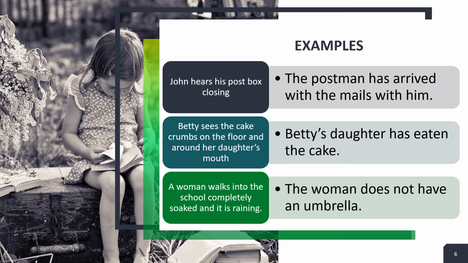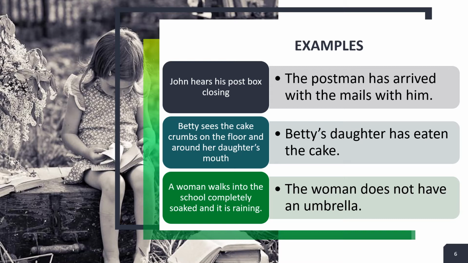So Betty sees the cake crumbs on the floor and around her daughter's mouth. Okay, so because of the cake crumbs, scattered on the floor and around her daughter's mouth, what we can infer from here is that Betty's daughter has eaten the cake, right? So the information that is very important from this sentence would be the cake crumbs on the floor and around the daughter's mouth.